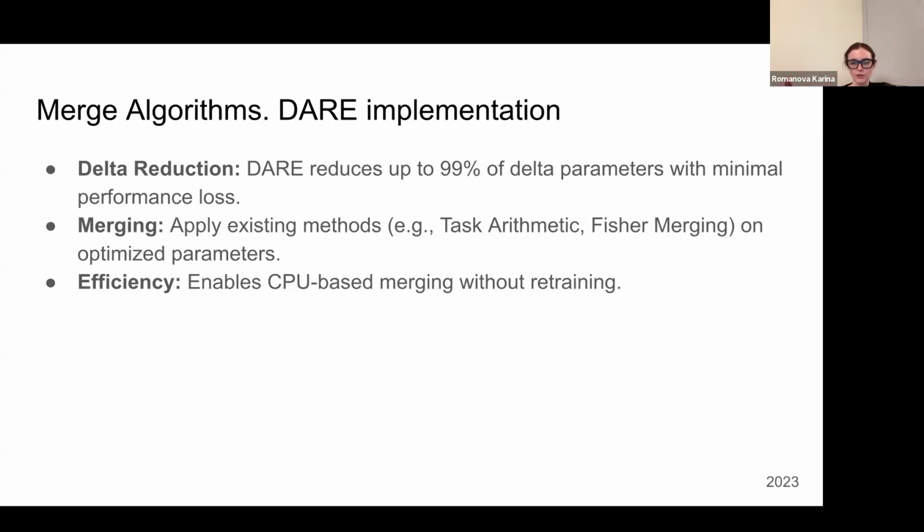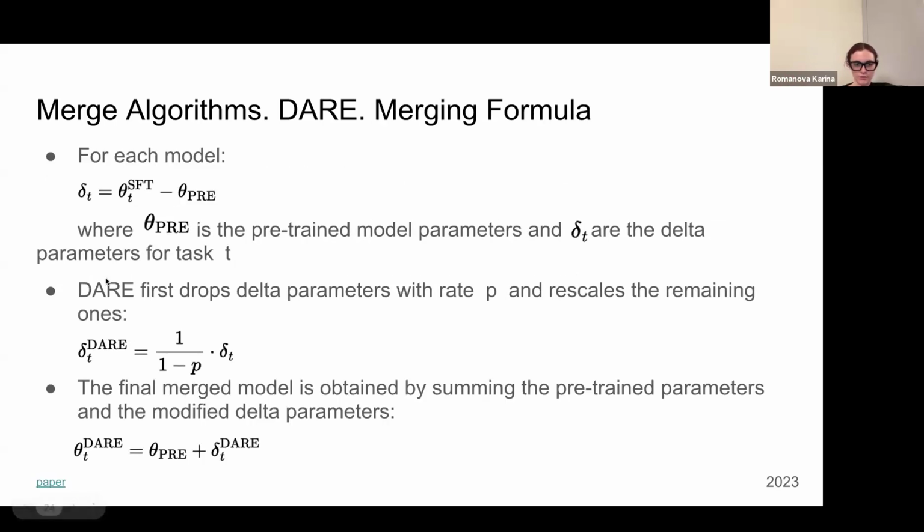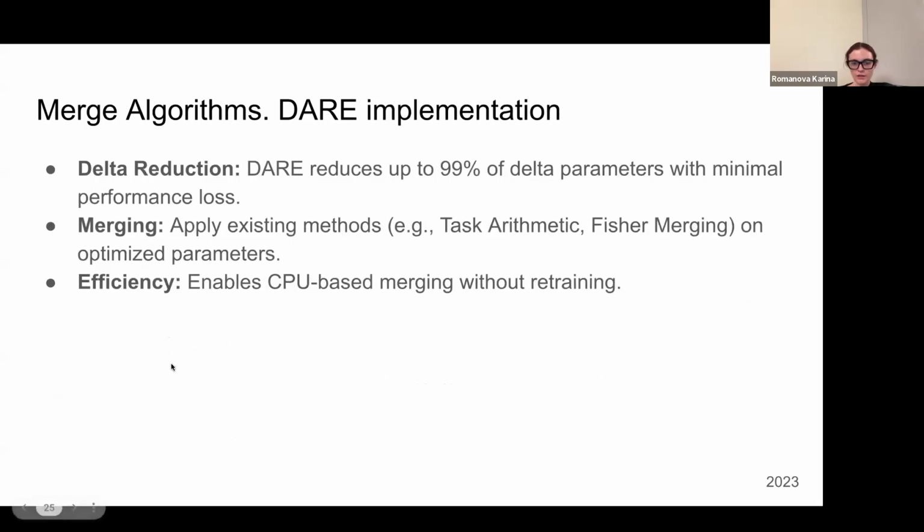And for the third stage of implementation, rescaling, we multiply the remaining delta parameters by this formula to maintain the expected output distribution. It's like a compensation for the previous step. And on the merging parameters stage, we add the adjusted delta parameters back to the pre-trained model's parameters to obtain the merged model.